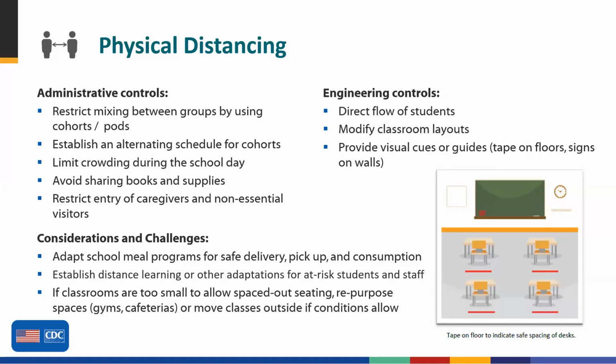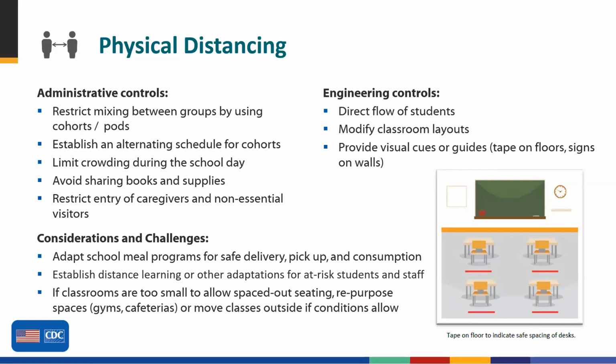Schools can also enact policies to limit crowding during the school day, avoid letting students share books and supplies, and restrict entry of caregivers and visitors to the school. For engineering or structural controls, school administrations can direct the flow of students in hallways and entrances so that people don't pass each other in the opposite direction. Classroom layouts can be modified so that there is greater space between desks, so that all desks face in the same direction and pupils do not share desks or tables, at least not within 2 meters.